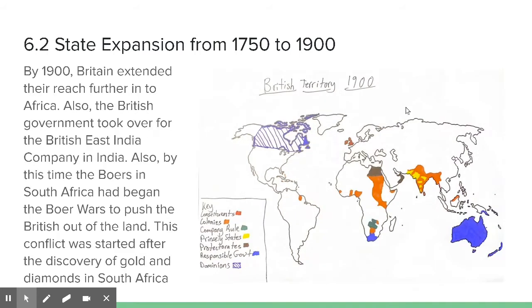So in 1900, Britain extended their reach further into Africa, and also the British government took over for the British East India Company in India. Also, by this time, the Boers in South Africa, which were the Dutch people that lived in South Africa, had begun the Boer Wars to try and push the British out of the land. And this conflict was started after the discovery of gold and diamonds in South Africa.